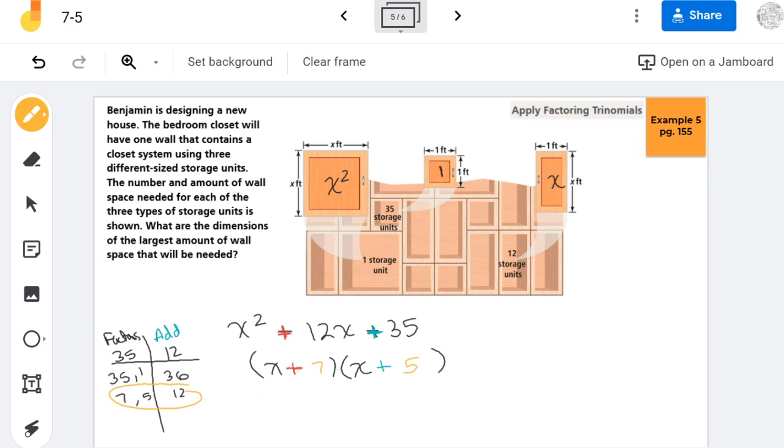All right, so depending on what value we use for x for these closet parts, the length along the bottom or on one side of the closet will need to be x plus an additional 7, and the height will be x plus 5.